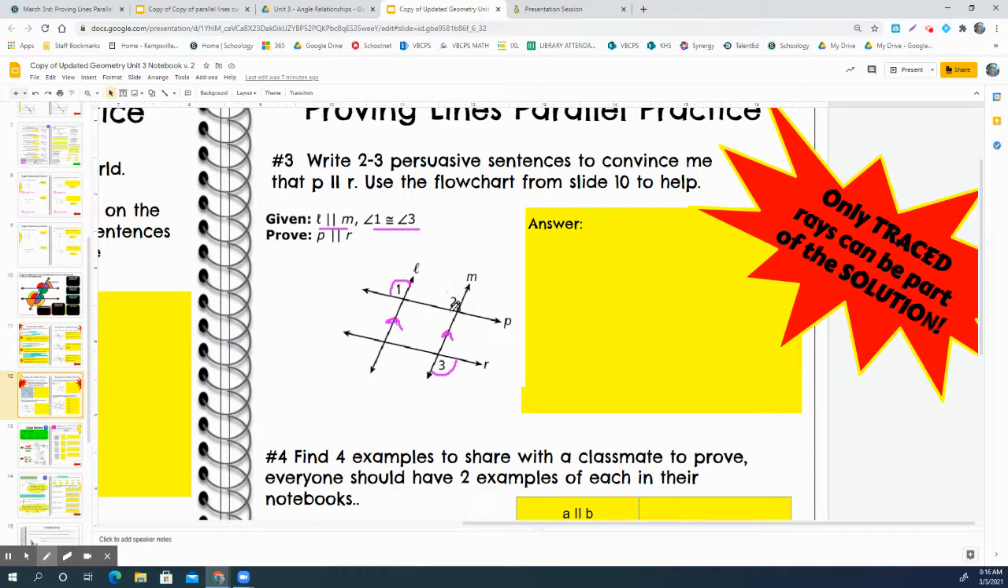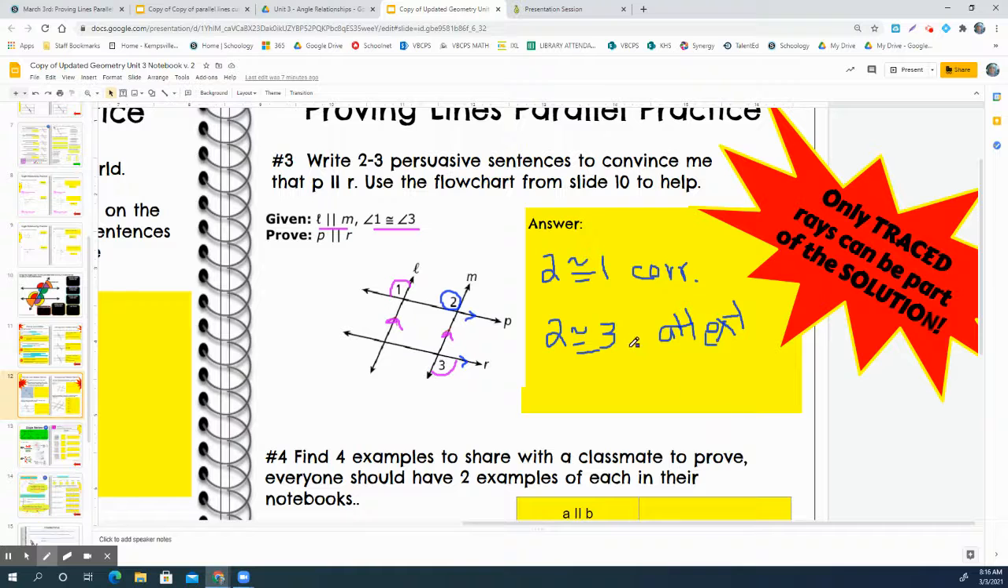Kind of hinges on 2. What do I need to know about 2? Exactly. So if P and R are going to be parallel, then 2 has to be congruent to 1 because they're corresponding. And 2 has to be what with 3 because they're alternate exterior. What symbol do I have to put in here? 2 and 3, are they congruent? Why are they congruent? Because they're alternate exterior.